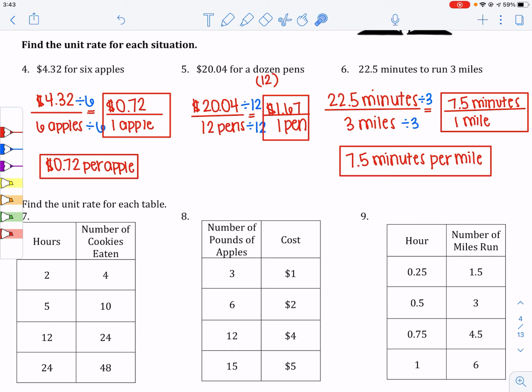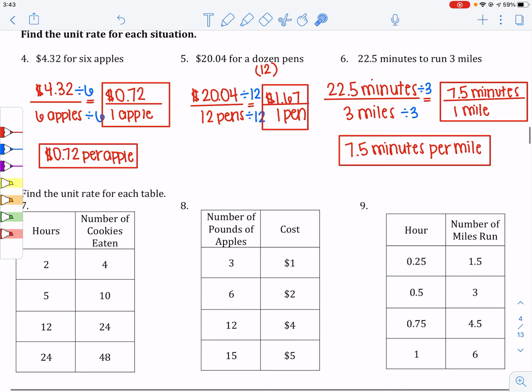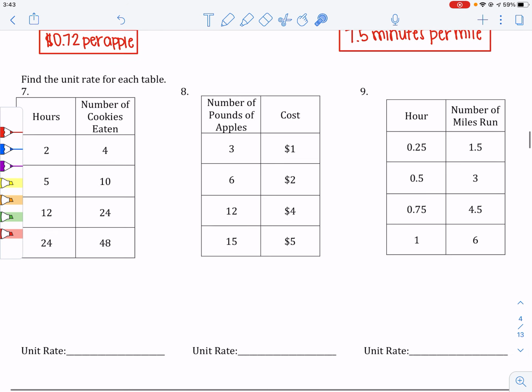You can't just say 7.5, or you can't just say 1.67. Side note, when your answer is money, always put your dollar sign in front. Don't put it back at the end, although when we say it, a lot of times we'll say it and have a dollar sign after it, like $4, but put that in front, dollar sign in front.